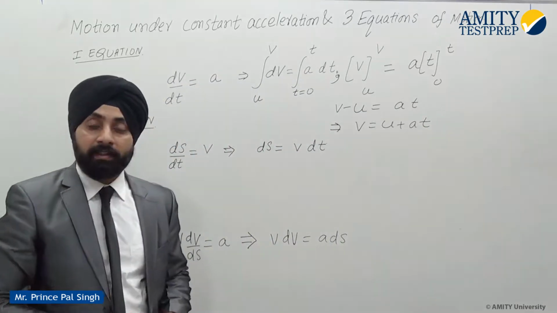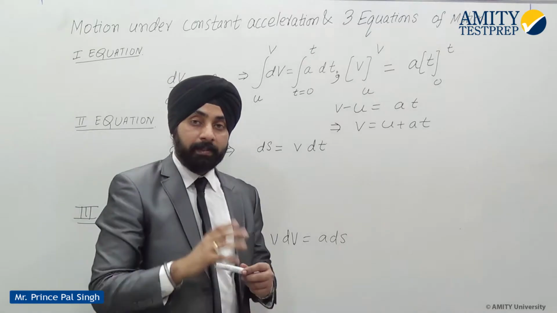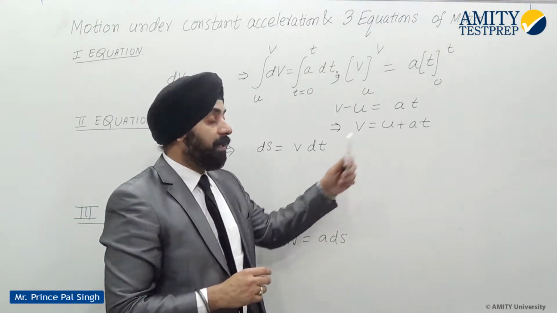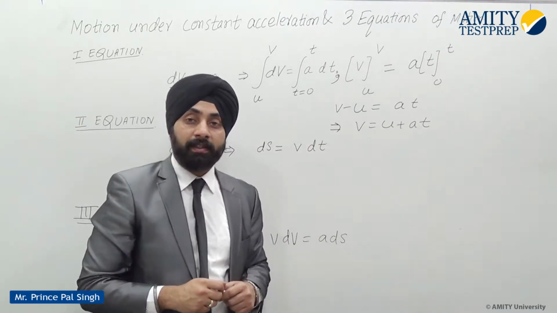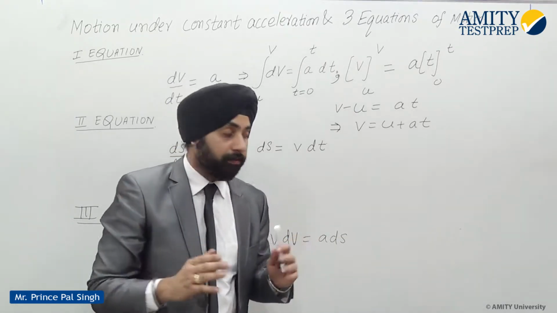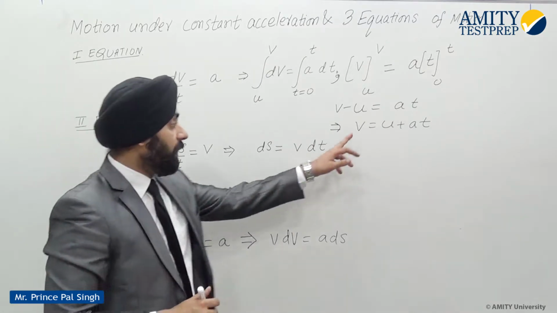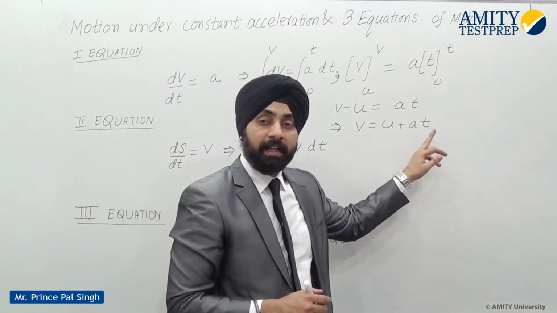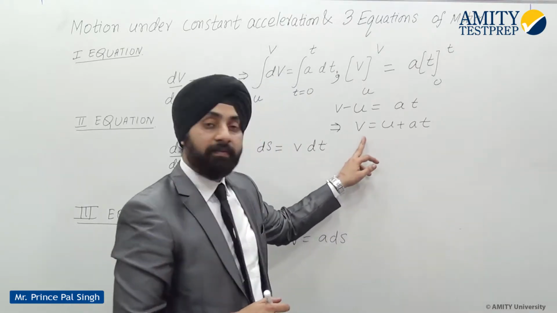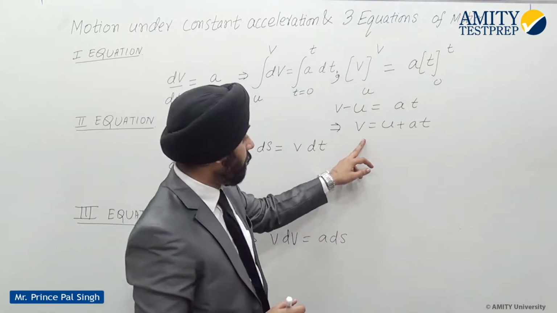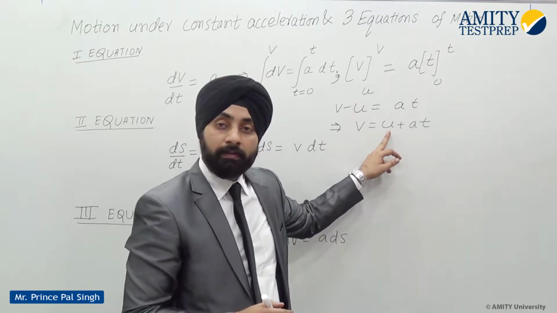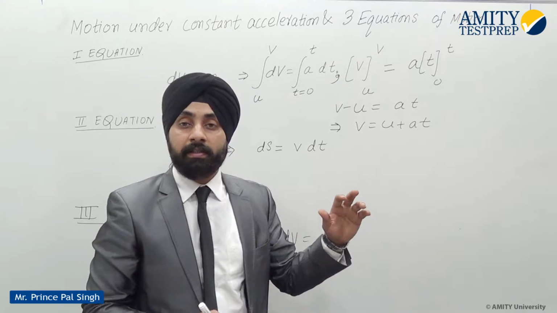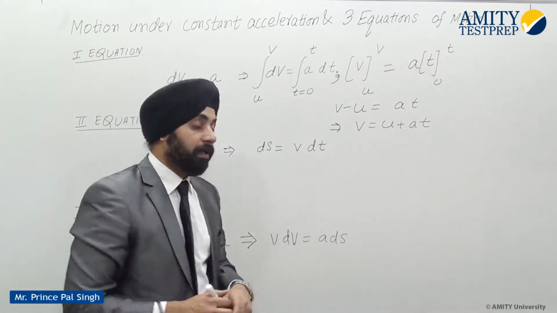This implies v equal to u plus at, which is a well-known equation, the first equation of motion. This equation is applicable only when we know that the acceleration of the particle is constant. It is moving under constant acceleration. v is the instantaneous velocity, that is the velocity at the instant t, at any time t. u is the velocity at t equal to 0, that is at the starting of the motion.